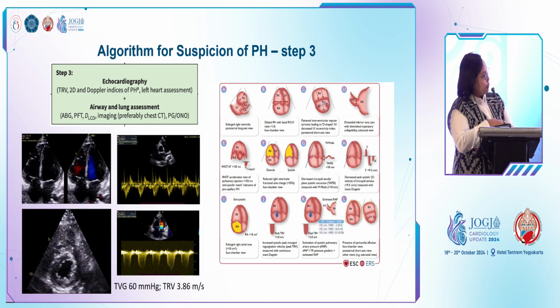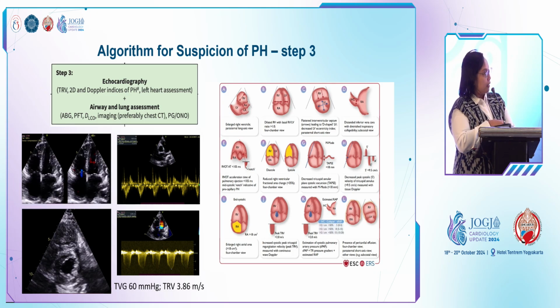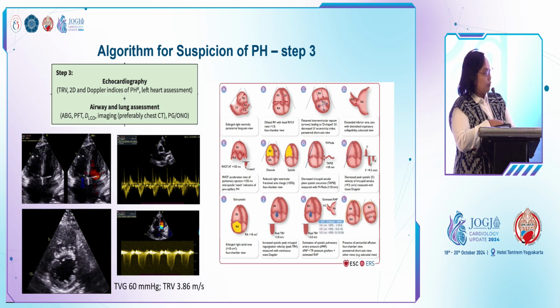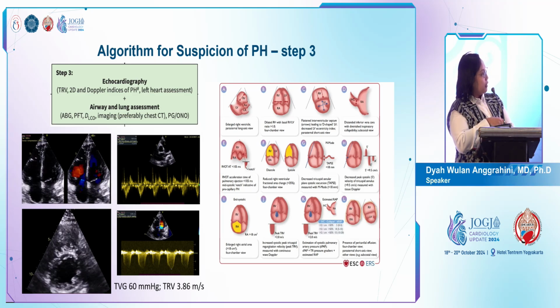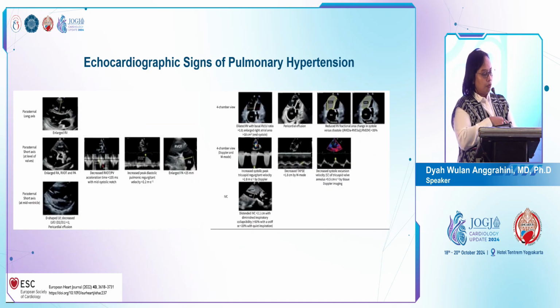For example, in this patient, we see 60 millimeters of mercury, which is quite high, and a TR velocity of 3.8, which we can measure from the echocardiography. We can see a lot of views for determining the signs of pulmonary hypertension. From the short axis, in the mid-ventricular LV wall, we can see the D shape of the LV, and sometimes also pericardial effusion, which shows the severity of pulmonary hypertension.